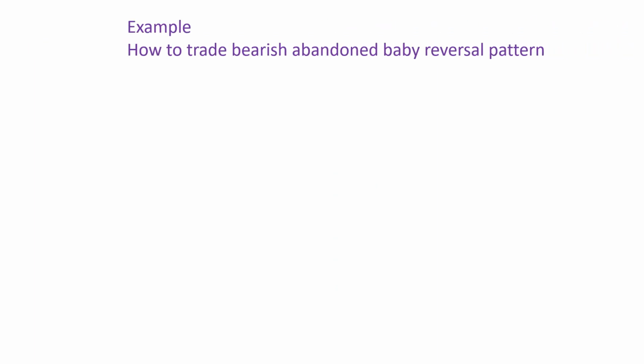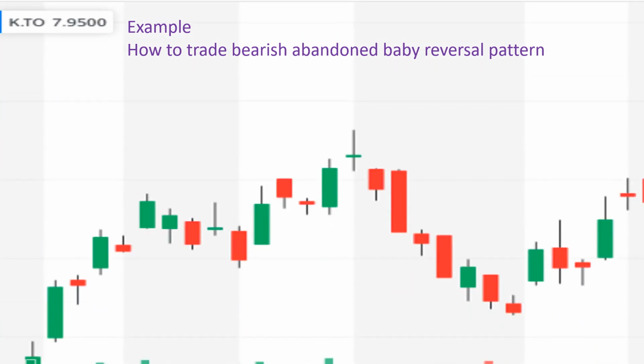Example: how to trade the bearish abandoned baby reversal pattern. This is the price trend, K stock, D1 time frame, Yahoo Finance. In this graph, you see a bearish abandoned baby at the top of an uptrend. The first candle is bullish, and then a doji, and then you have a bearish candle that gapped down from this doji and closed below the open price of the first candle.